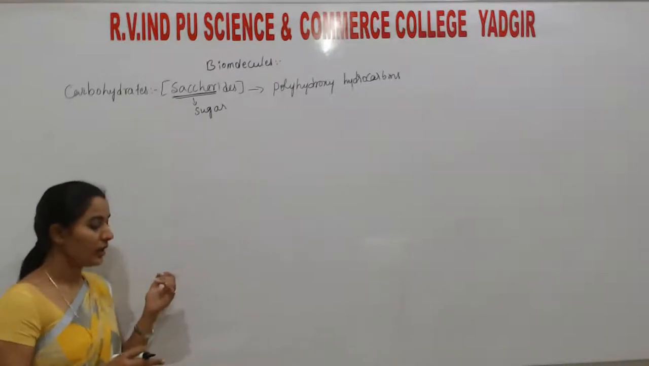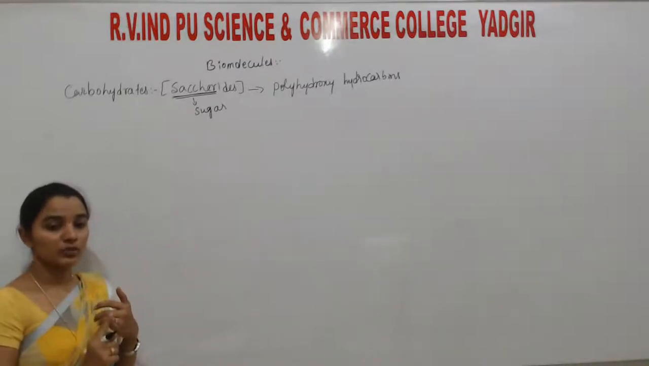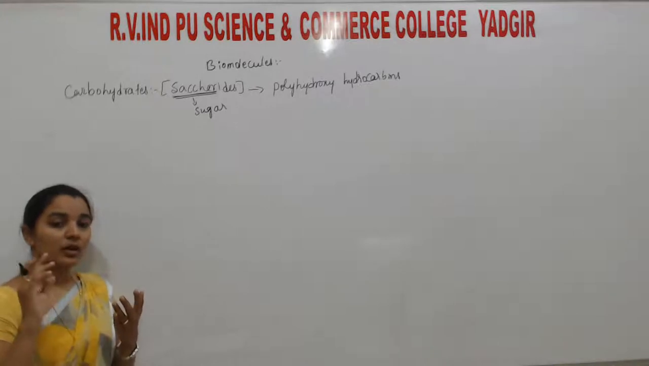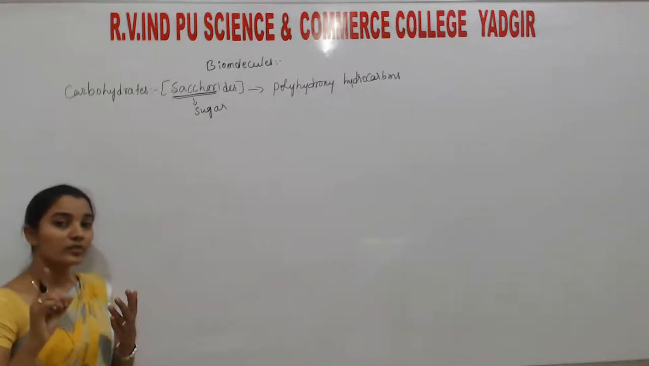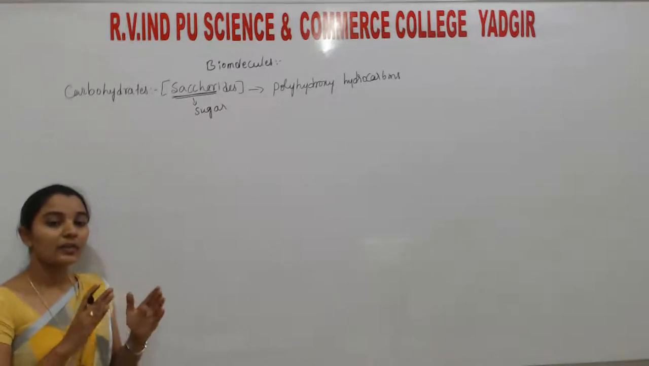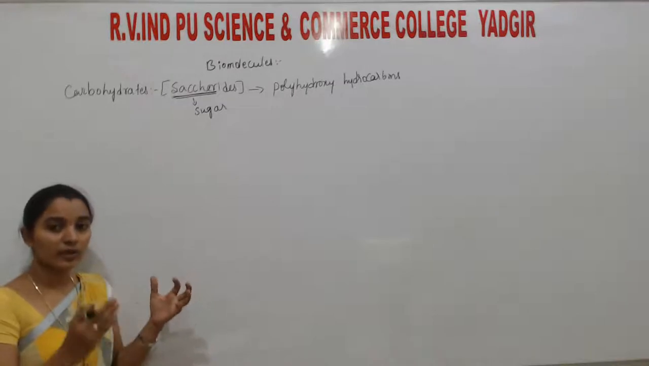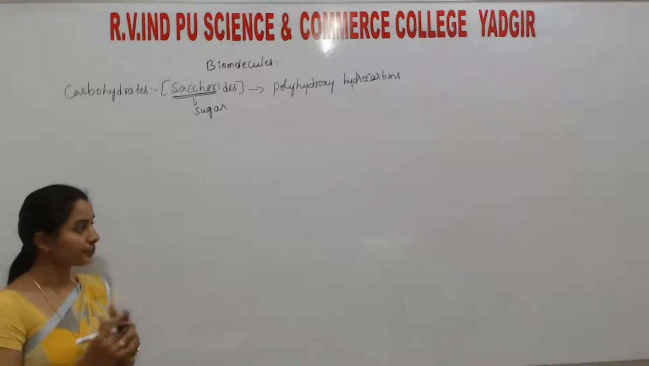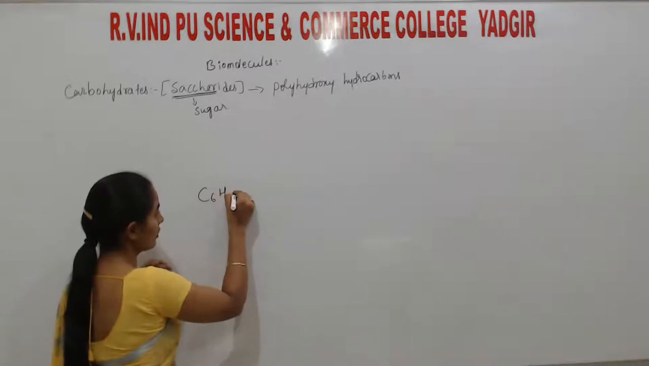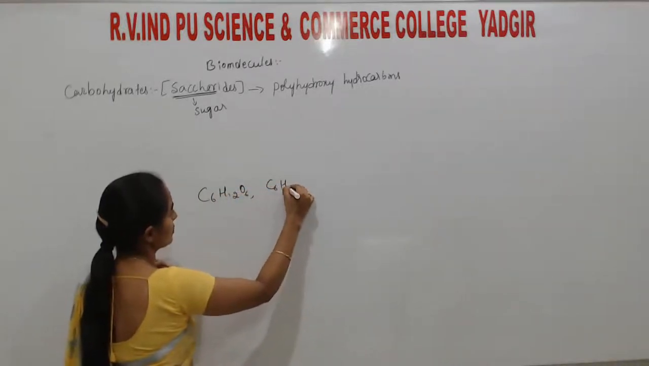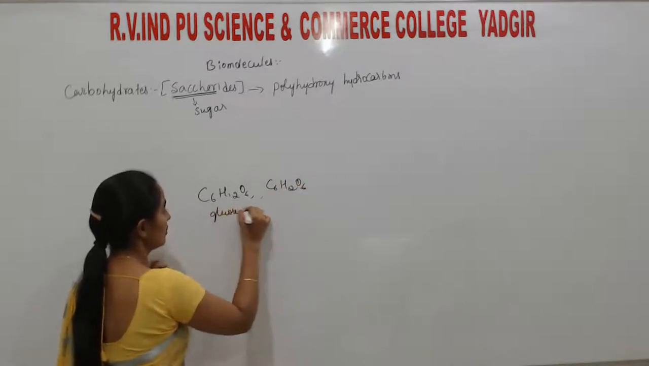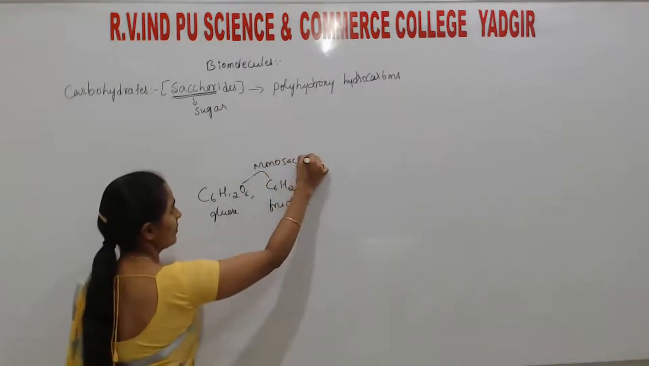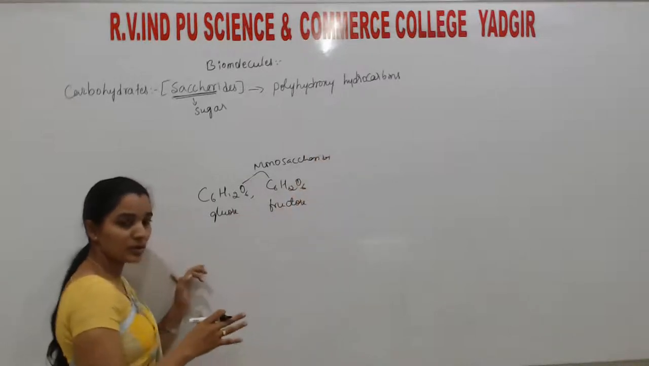The classification is done like monosaccharide: only one smaller unit. Saccharide means a smaller unit. Monosaccharide means it cannot be divided into any smaller saccharide units further. Glucose C6H12O6 and fructose C6H12O6 are examples of monosaccharides, which cannot be decomposed into smaller units again.